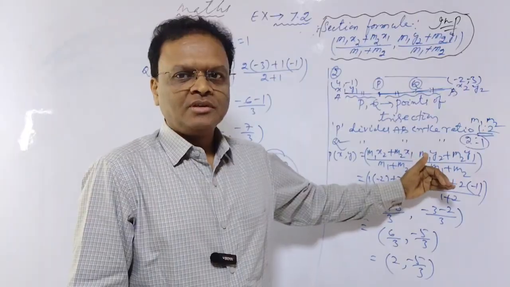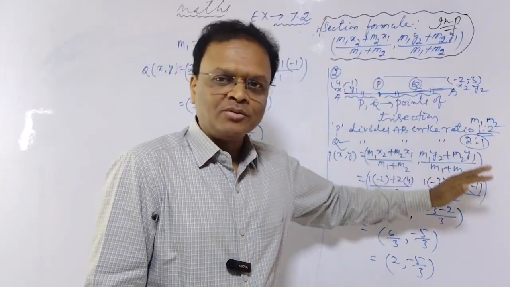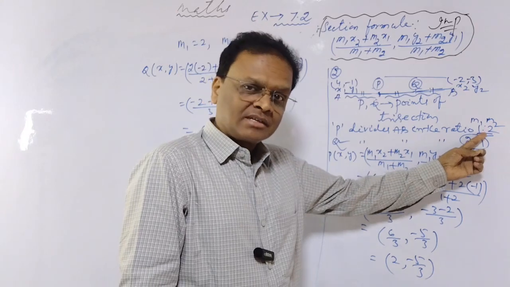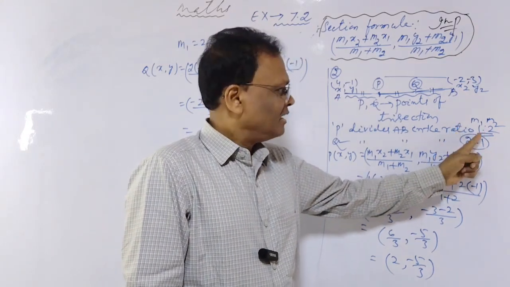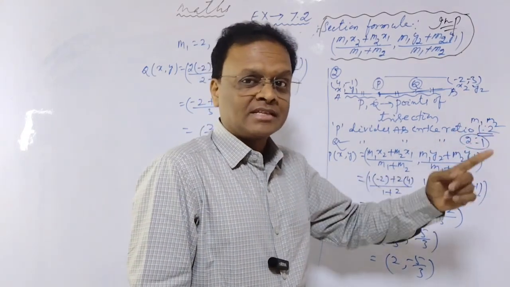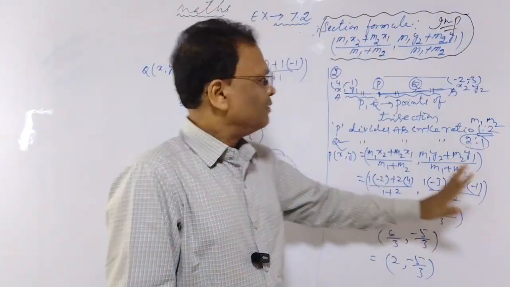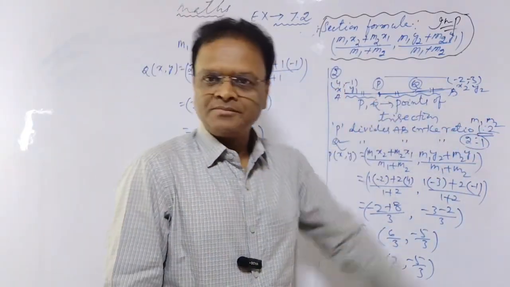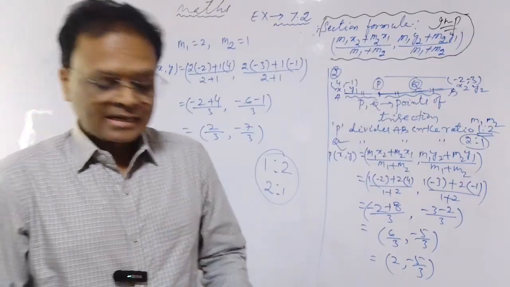Means same formula you must use. But the M1 M2 values must be different, because for the first point of trisection, M1:M2 is 1:2, but for the second it will be 2:1. Whereas the coordinates of the points remain equal, x1 y1, x2 y2. So this is about the second question.